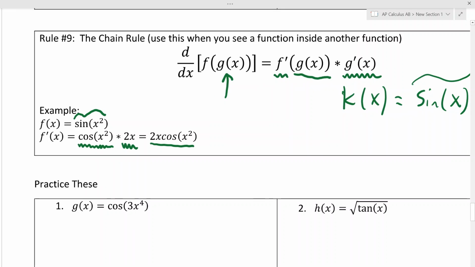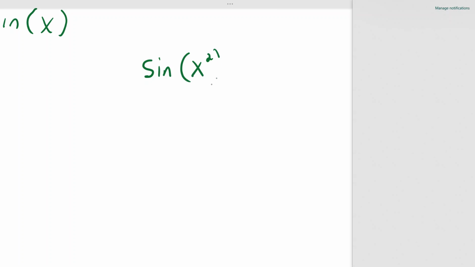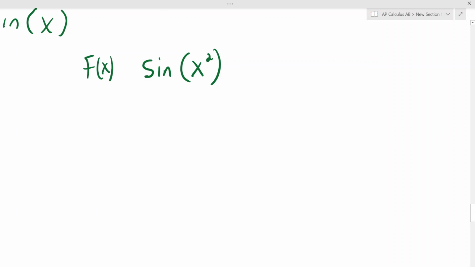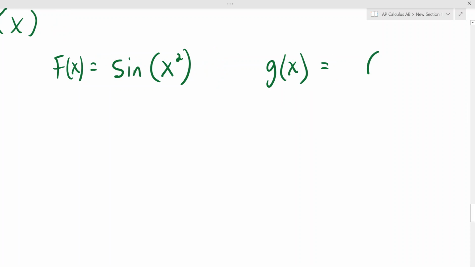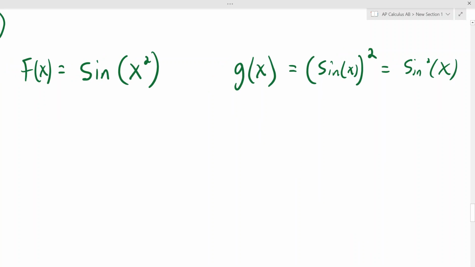So real quick, let me just go over here and talk about inside versus outside functions. So this is x squared plugged into sine. We just derived that. This is sine plugged into x squared, which is different. Which you might also see is this. So this is kind of hard to recognize sometimes, but that's sine being squared.